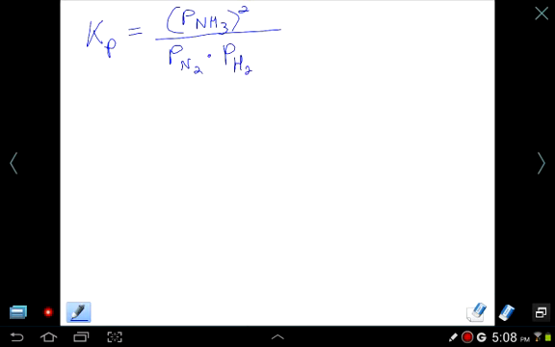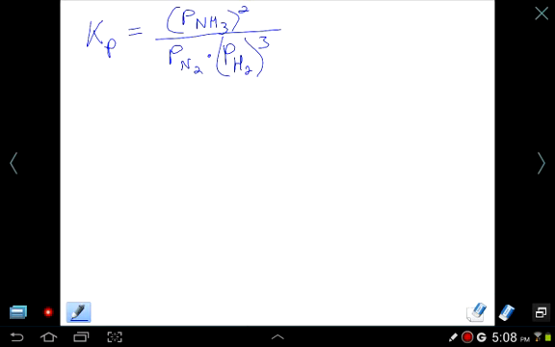Again, in the previous example we defined K. Let's go ahead and redefine K, Kp in this case, to be the pressure of ammonia squared, this again is your product, divided by the pressure of your two reactants. So the pressure of N2 multiplied by the pressure of H2. This quantity must be cubed. So what we'll do essentially is plug and chug, plug the numbers in, and see if we can solve for the unknown. In this case the unknown would be NH3.